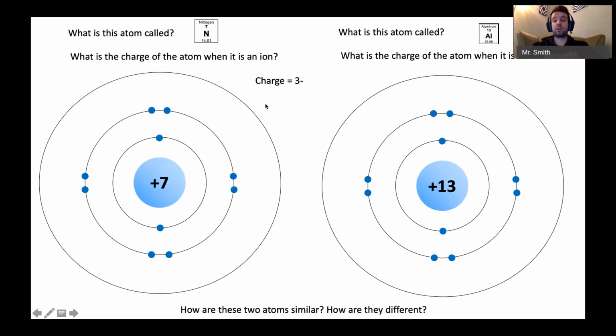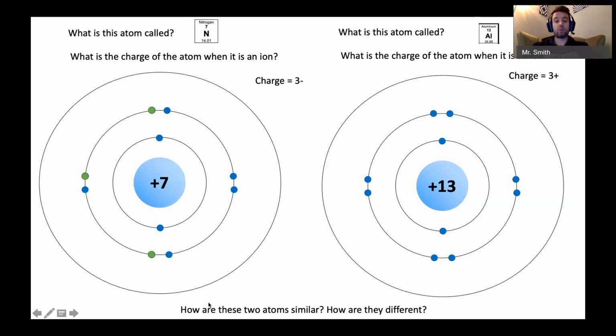-3. And then over here, 13 protons, that's aluminum. The only way you know that is by looking at the periodic table. And then in this case, 13 protons, 10 electrons. The charge here is going to be +3, right? Because +13 minus 10 is +3, versus +7 minus 10, which is -3.